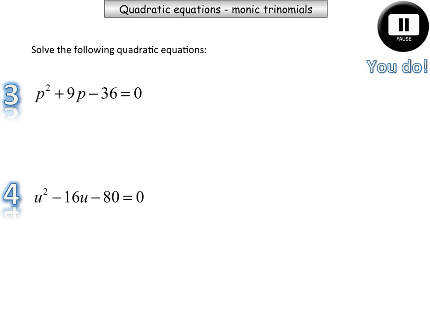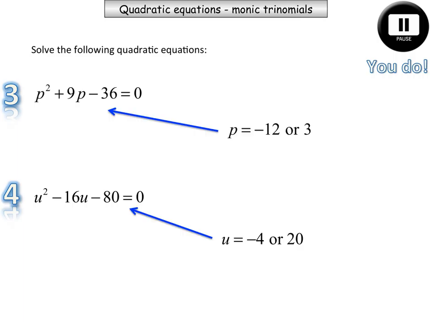Okay, pause the video, solve both of these two quadratics and see how you went. Okay. Question 3, you end up getting p is equal to -12 or +3. And question 4, you get y is equal to -4 or +20.